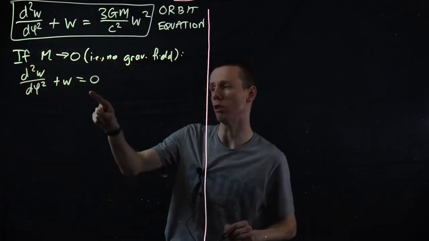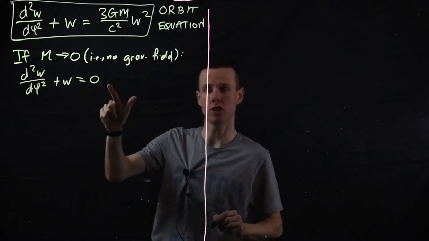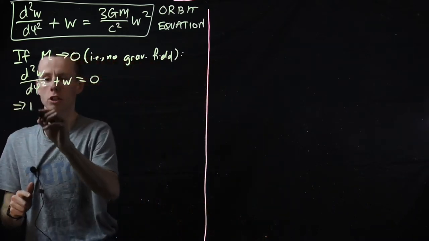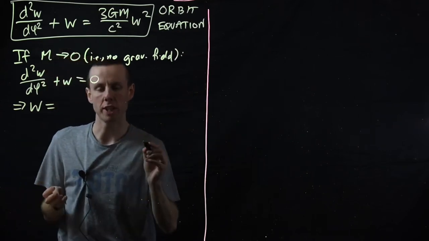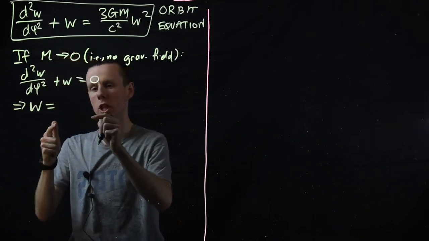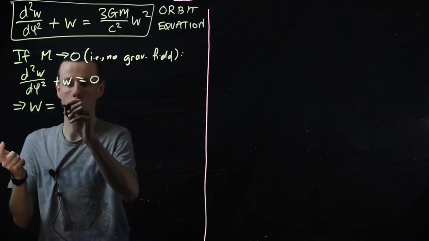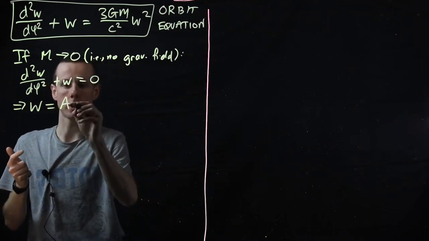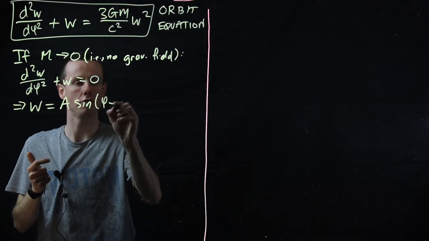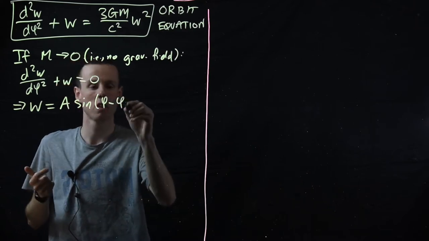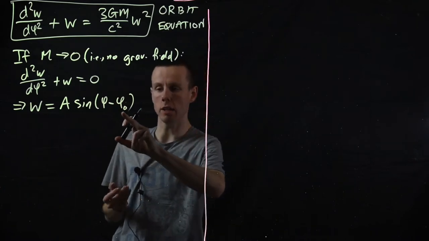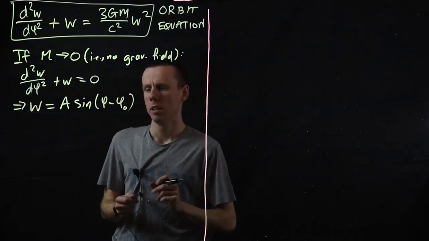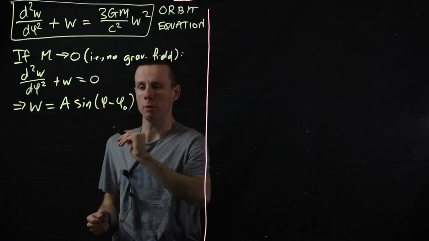And hopefully you recognize that as the equation of simple harmonic motion. So the solution is w equals, now there are different ways of writing it, so you can write it as a linear combination of sine and cosine, but I'll just write it like this. So a constant times sine of phi minus or plus phi 0, where phi 0 is just some constant angle, some phase. So that's the general solution for m equals 0.